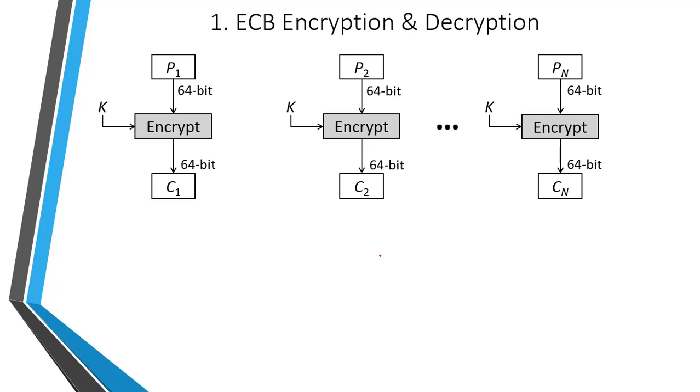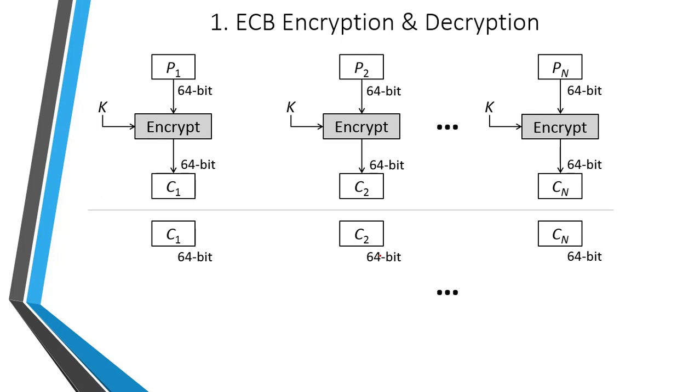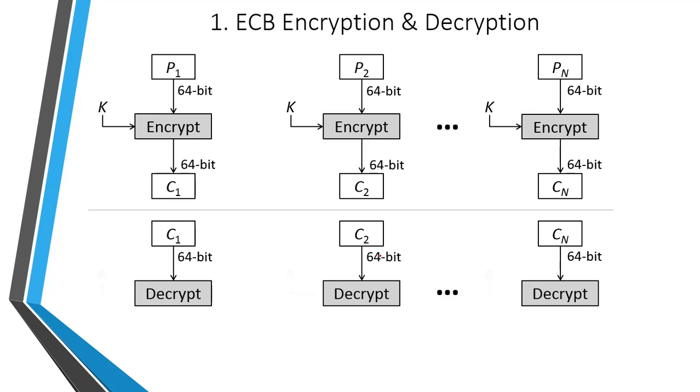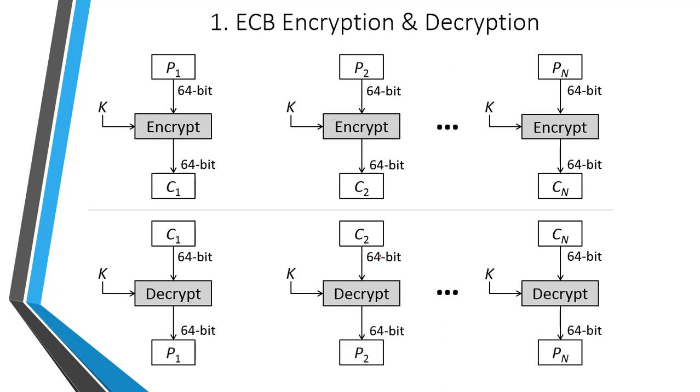So for 64-bit plaintext, 64-bit ciphertext is generated using the ECB mode. On the decryption side, 64-bit ciphertext is given to the decryption algorithm, and the same key is used for all the ciphertext blocks, and 64-bit plaintext is generated. So it is a very simple block mode of operation. First we apply the encryption algorithm on the plaintext with the key, and we get the ciphertext. On the decryption side we apply the decryption algorithm with the key on the ciphertext and plaintext is generated.